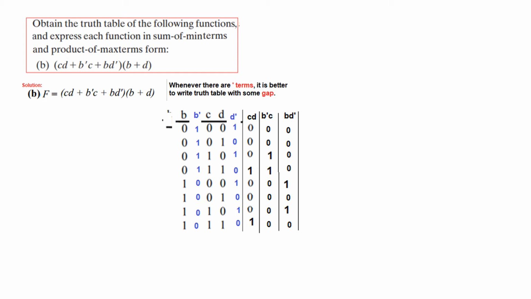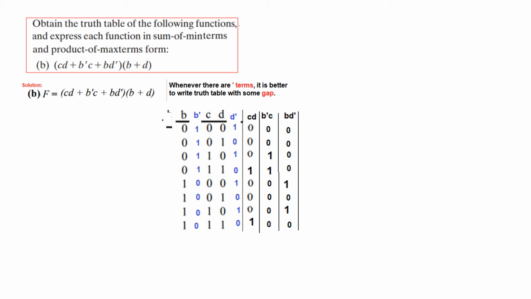Next is b dash c. So b dash and c are also close by, again only when they are 1. So you can see here both 1, so we write 1. Here also both 1, so we write 1. And then keep going, no more 1 in this.